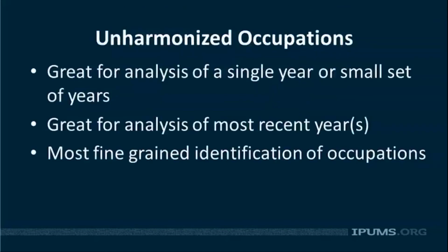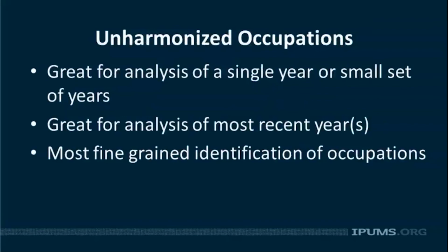Unharmonized occupation codes are essentially occupations as they are coded by the data provider. They're a great choice if you want the most recent year of data, a single year of data, or a small set of years that share an occupation coding scheme. Unharmonized occupation variables have as much detail as is available in the data. The amount of detail that is in different data sets is the second dimension we'll get into in just a few minutes.